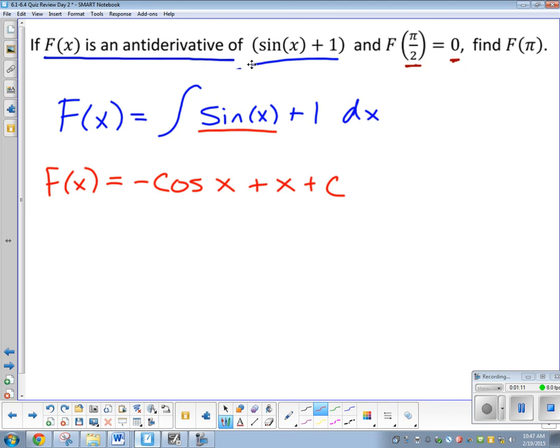They told us some information. They said pi over 2, when you plug it in, you should get 0. Well, I don't know what c is yet, so what do you think the pi over 2 and 0 is going to help you do? It's going to help you figure out what that constant is. So we're going to plug those two things in. F of pi over 2 is going to equal 0. Everywhere I see x, I'm going to plug in pi over 2.